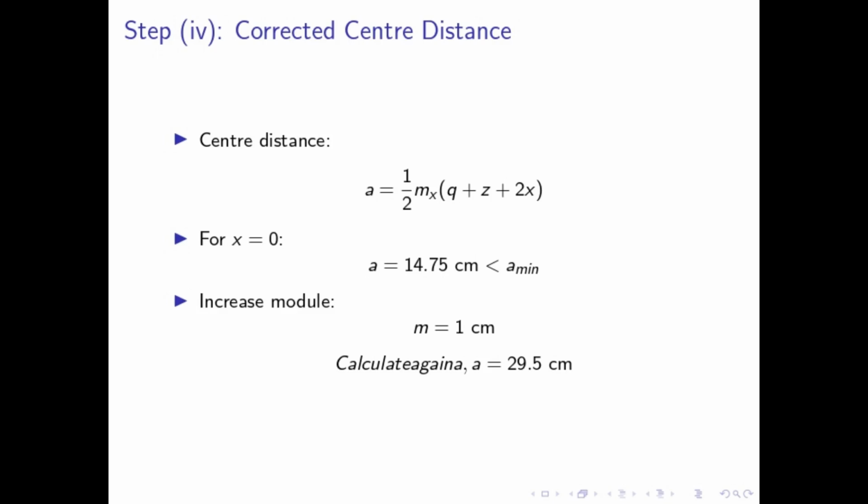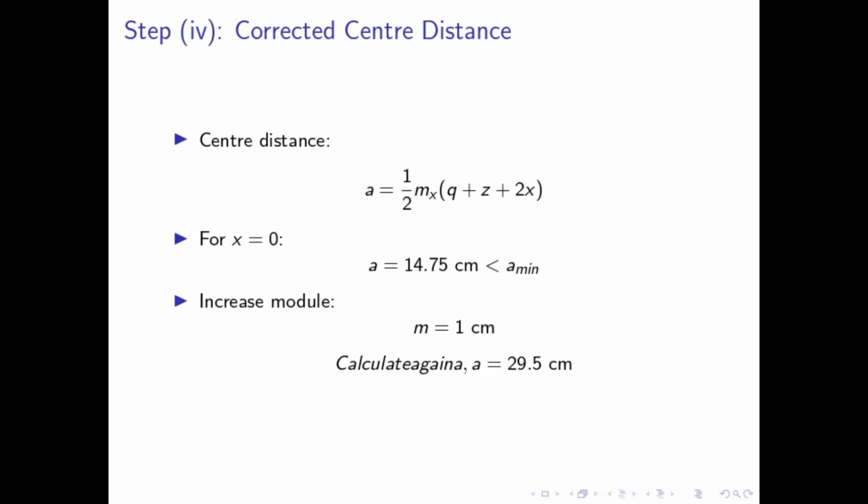Next, step 4, calculation of center distance. Now, from page number 8.43, you can see a table and it has many formulas, and one among that is A equal to 0.5 mx into Q plus Z plus 2x. Here x equal to 0, under modification coefficient it is 0. So A equal to 0.5 into 0.5 into 11 plus 48 plus 0. So A equal to 14.75 centimeter, which is less than A minimum, that is 24.68 centimeter.